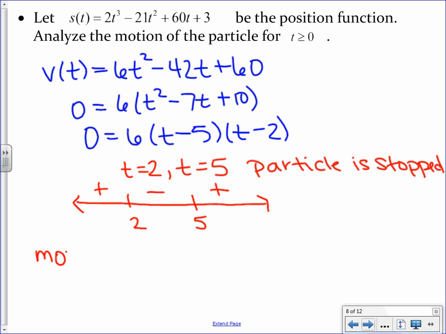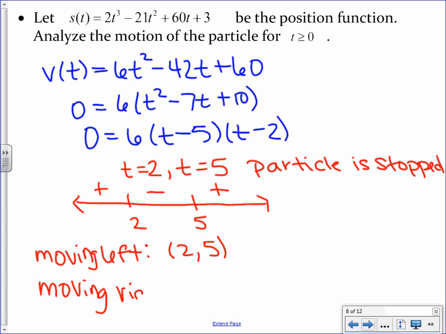When are we moving left? We're moving left between t equals 2 to 5 because our velocity is negative. When are we moving right? 0 to 2. Good.